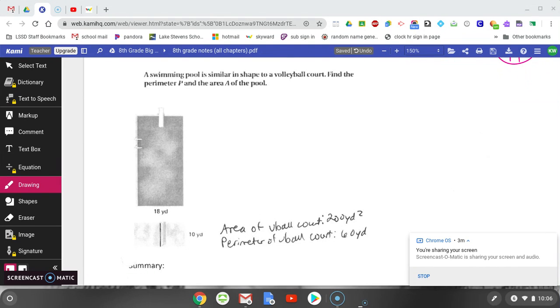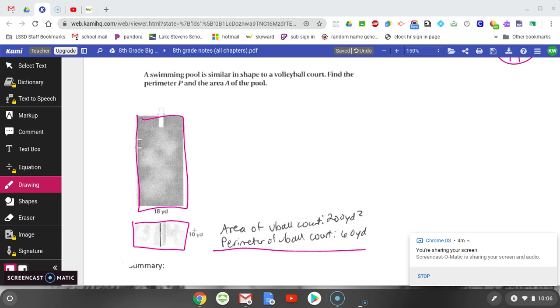Okay, so it says a swimming pool is similar in shape to a volleyball court. Okay, so here is our pool. And we know it is similar to our volleyball court, which is down here. Find the perimeter and the area of the pool. So the information is given to you over here that you also need. We want to find the perimeter and area of this one here.